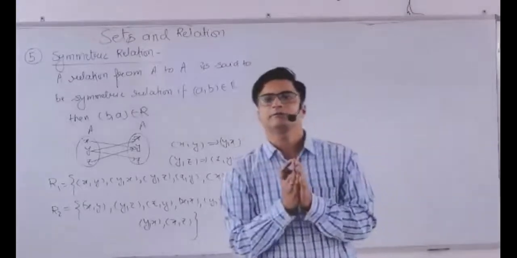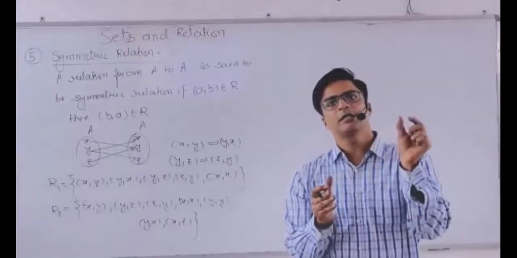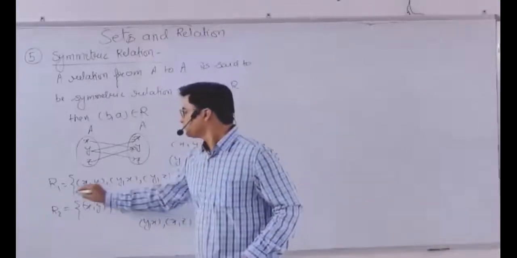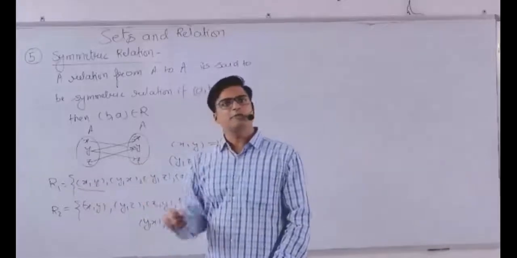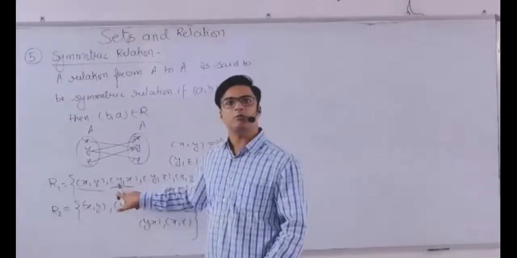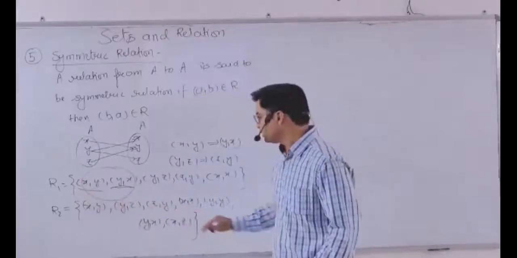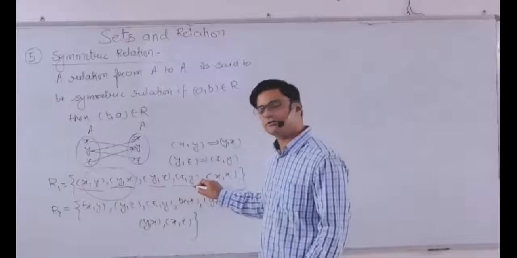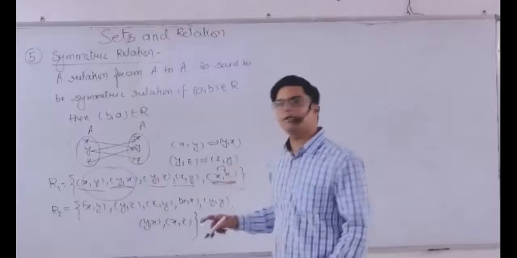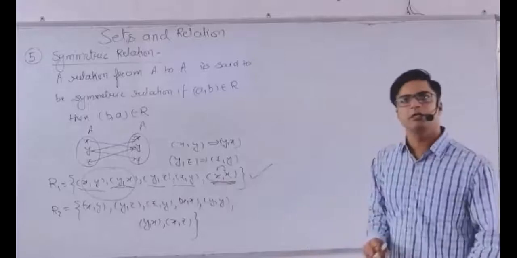Whenever you want to check whether a given relation is symmetric or not, you will directly start examining the elements of the set. X comma y, that means y comma x must also be present here. Yes, y comma x is here. Now y comma x is here, that means x comma y must also be here. Yes, these two elements complete each other. Now y comma z and z comma y. Yes, x comma x, if I interchange their position, again I will get x comma x, which is present here. So yes, R1 is my symmetric relation.